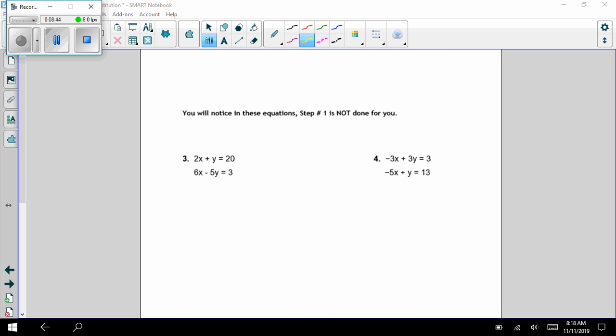Okay, so now that you've flipped your note page over, you'll notice in these equations that step 1 is not done for you. So we're going to have to do a little work to isolate one of these variables. And again, I look at which is going to cause me the least amount of work.